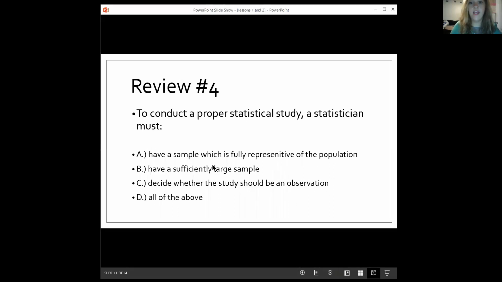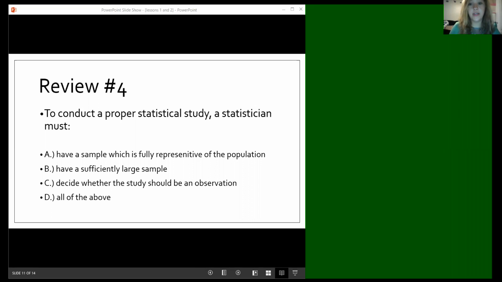All right. Number 4, to conduct a proper statistical study, a statistician must what? Okay, so our answer to this one is going to be D, all of the above. So let's go through them. A, have a sample which is fully representative of the population. This is an important point. Remember, we always want a sample representative of the population because we're trying to find information about the population. So whatever we're taking data from should be representative of that, even though it's smaller. So A is true. That's not the answer, but it is true.